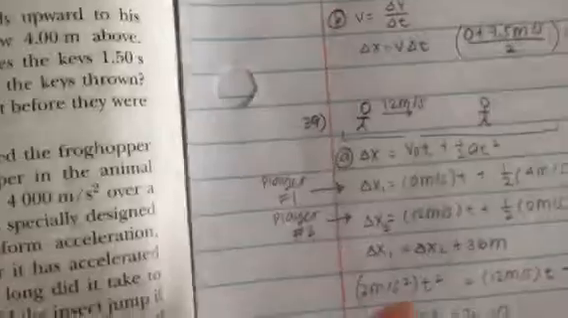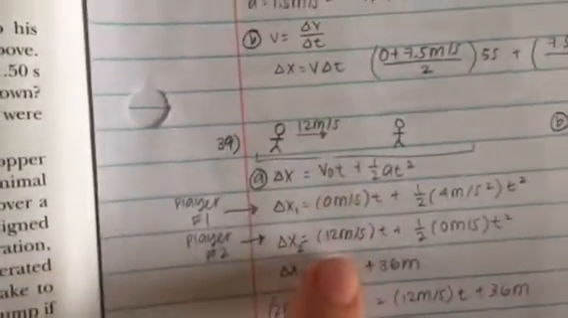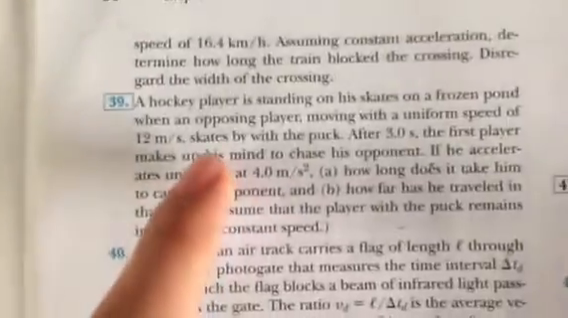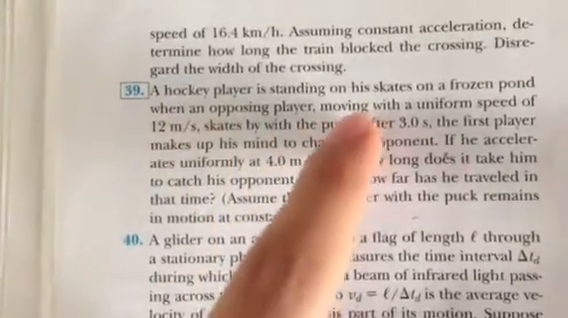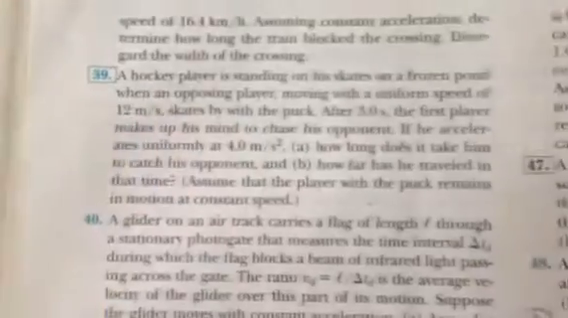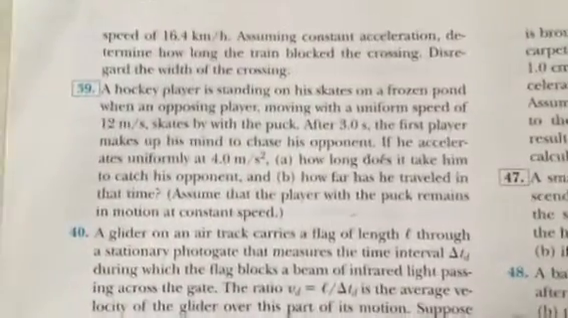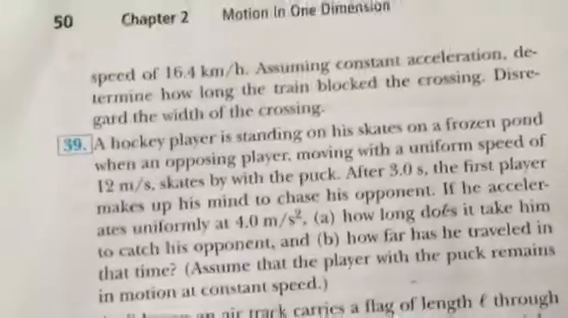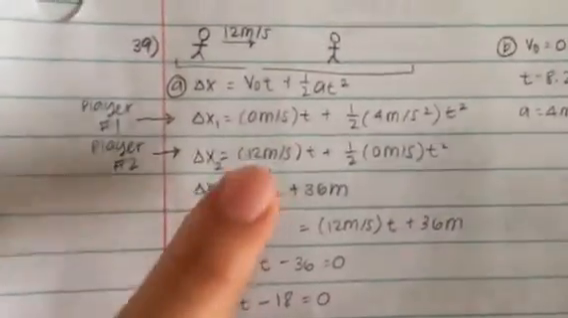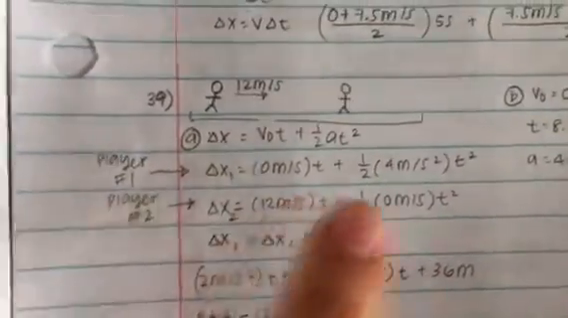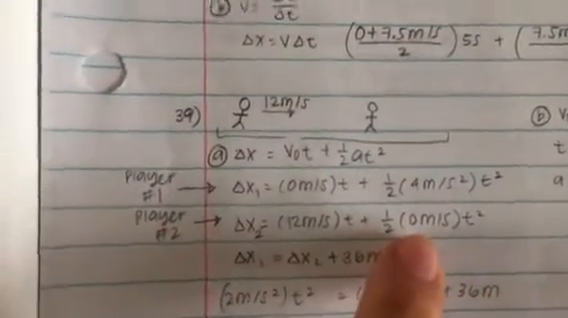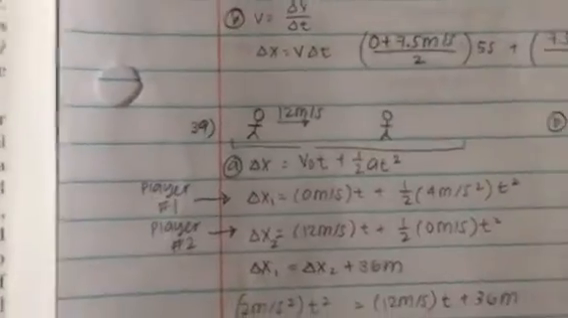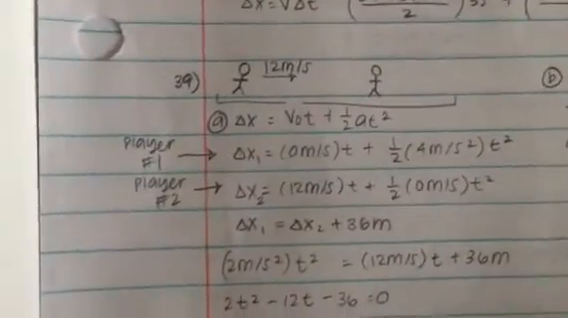So then for his opponent, you would use the same kinematic equation, and because it says that the opposing player is moving with a uniform speed of 12 meters per second, that would be his initial velocity because it doesn't say anything about a different velocity before that. So then that would be your initial velocity, and his acceleration would be 0 because it says he's moving uniformly, so he has no change in velocity.